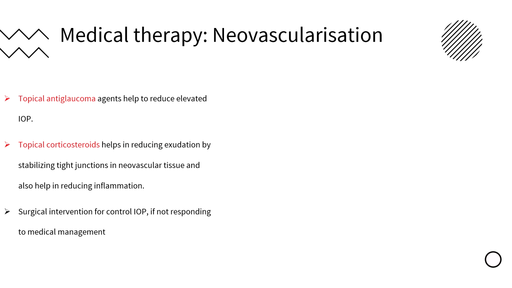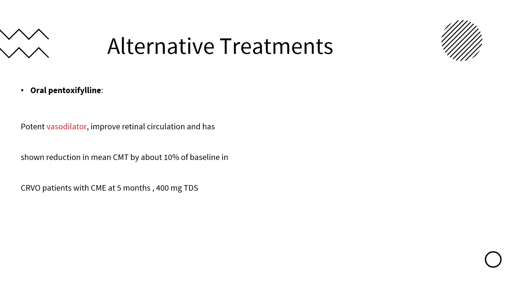Medical therapy for neovascularization includes topical anti-glaucoma agents to reduce elevated IOP, and topical corticosteroids, which help in reducing exudation by stabilizing tight junctions in neovascular tissue and help in reducing inflammation. Surgical intervention is used for control of IOP if not responding to medical management. Alternative treatment is oral pentoxifylline, a potent vasodilator which improves retinal circulation and has shown reduction in mean CMT by about 10% in baseline patients at 5 months.